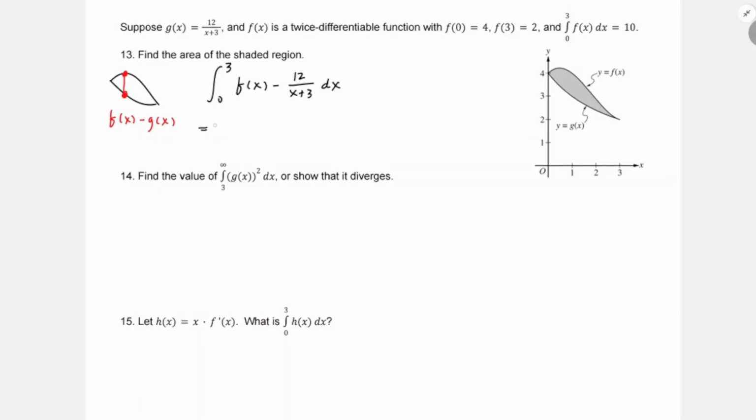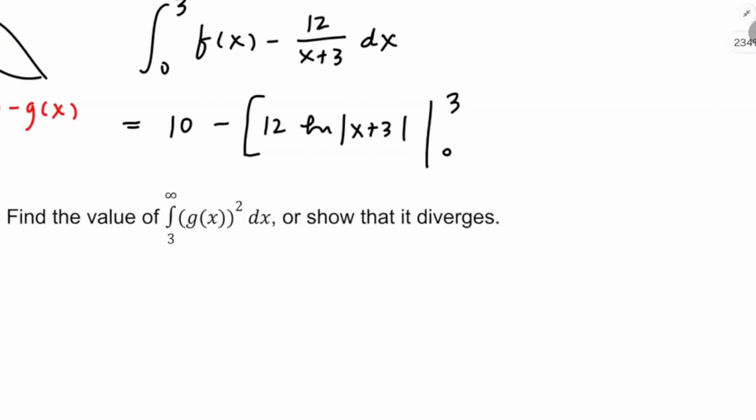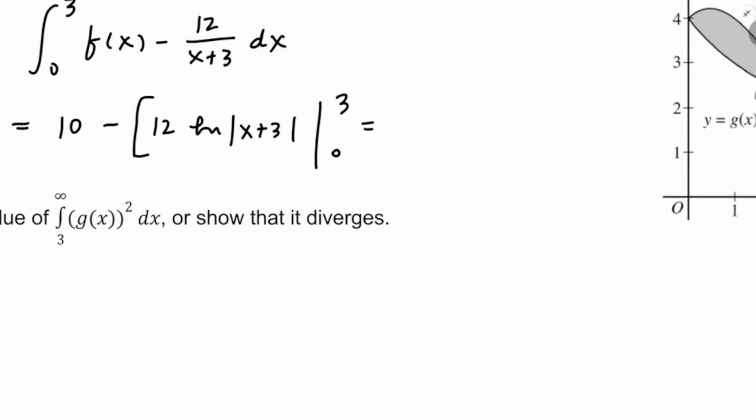Okay, the integral from 0 to 3 of f is going to be 10. So that would be 10 minus 12 natural logs of x plus 3, or the net change in that from 0 to 3. Okay, and this is not an improper integral, so I don't need limits or anything. I felt like I was not showing enough work here, but that was just because this was not an improper integral. So I've got 10 minus 12 log 6 minus 12 log 3.